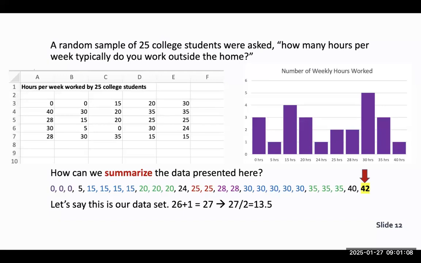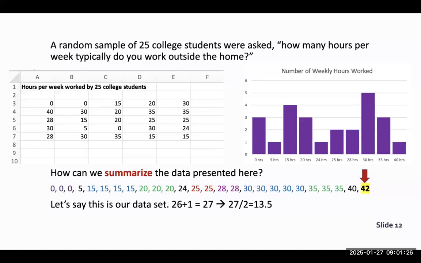Now we're going to follow the same formula. We're going to take how many pieces of data we have. So I added one additional number to this, so that's 26 pieces of data. And I'm going to add 1 to it, which gives me 27. And then I'm going to divide by 2, and I get 13.5.